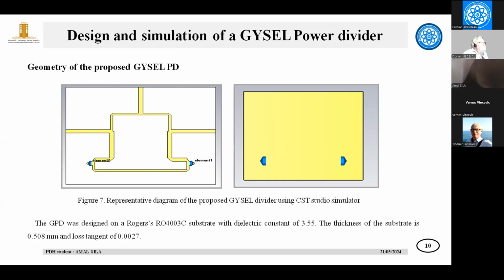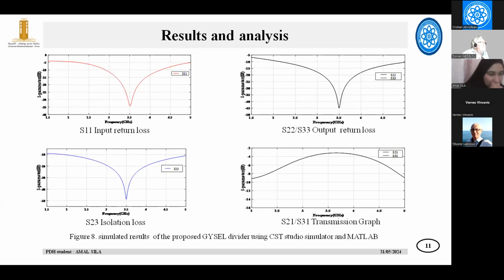The GYSEL power divider was designed on Rogers substrate with dielectric constant of 3.55 and thickness h about 0.508 millimeter with loss tangent 0.0027.